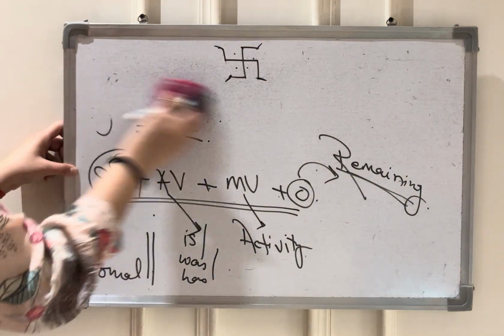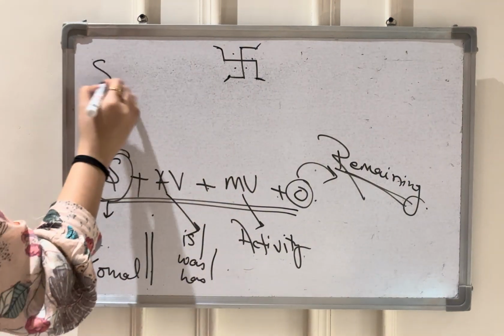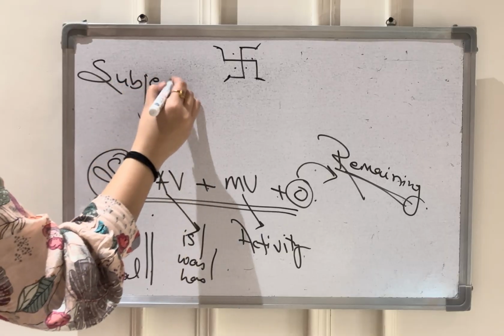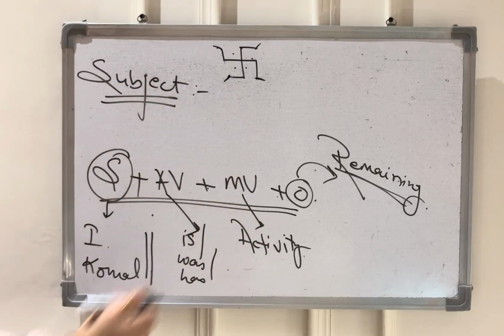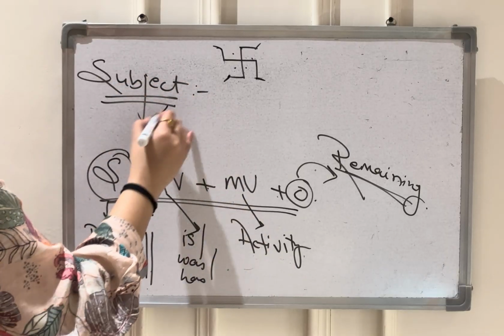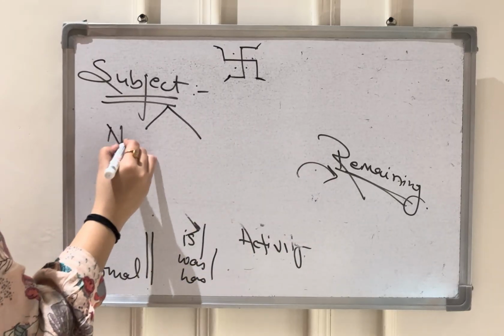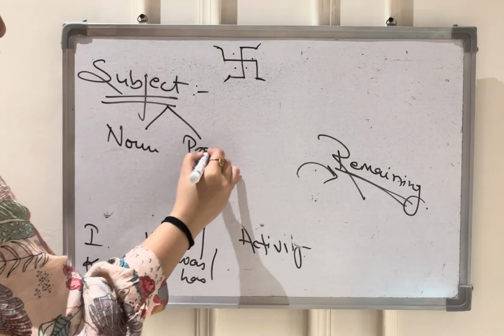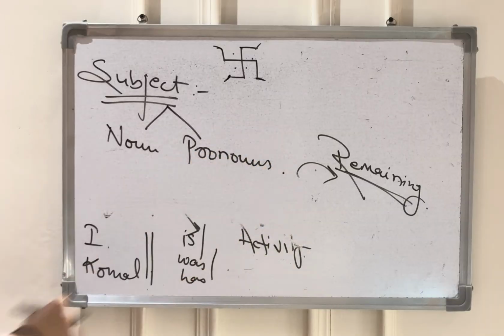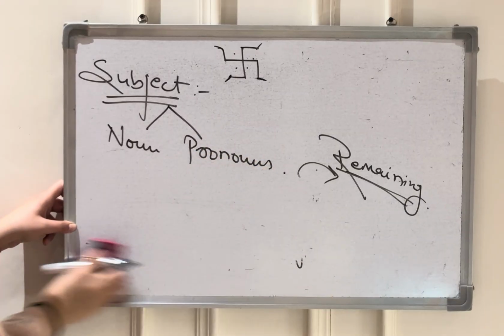So let's learn in detail what is subject. Subject can consist of two things. First one would be noun. Second one would be pronouns. First one is noun, second one is pronouns.